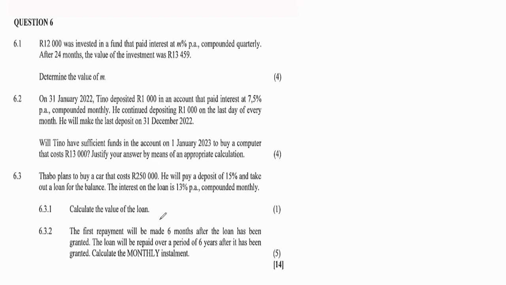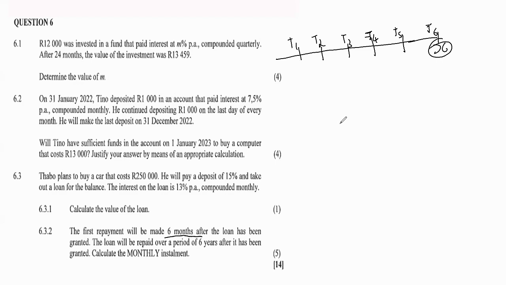Okay, so we have 6.3.2. It says the first repayment will be made 6 months after the loan has been granted, right? So 6 months after the loan has been granted. Note this, right? So we have month 1. So let's say T1, T2, T3, T4, T5, T6. Now suppose the T1 here represents the end of the month, right? So that's 1, 2, 3, 4, 5, and then it makes a payment here.